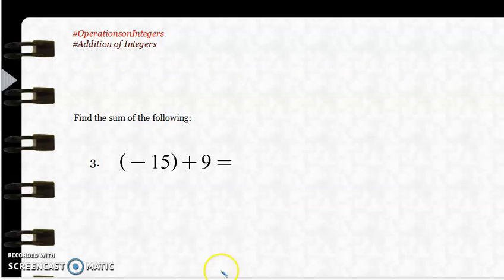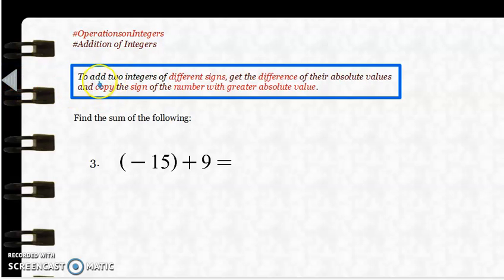Next, this time we have two integers to be added, but the signs are different. Let's see what the rule for that is. When you are adding two integers of different signs, first you get the difference of their absolute values, and then copy the sign of the number with the greater absolute value. It's stated there that you have to get the absolute value of each integer. So we have negative 15 and then 9. Taking the absolute values, it's 15 and then 9. And it says here that you have to get the difference of their absolute values. So the difference is 6.